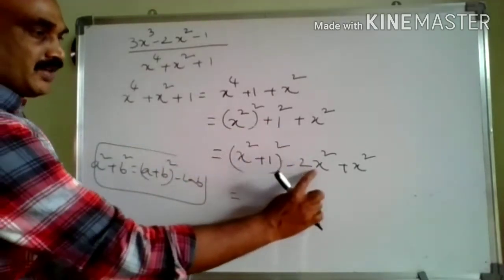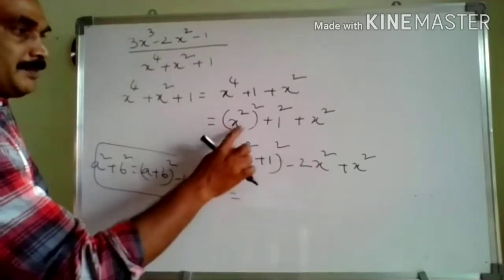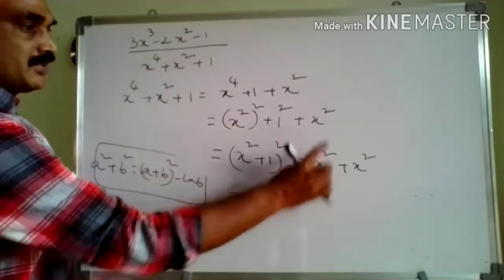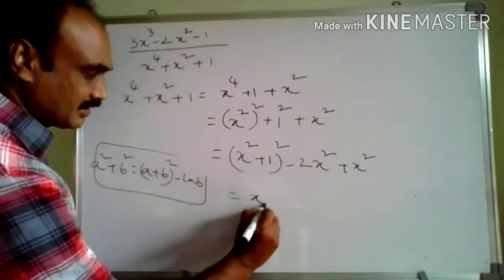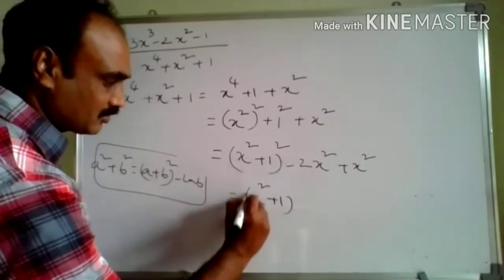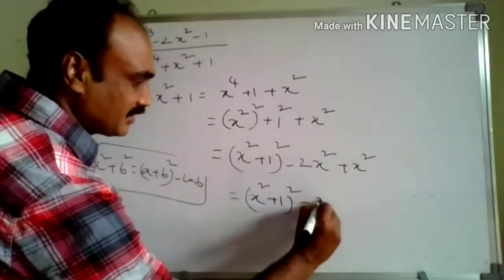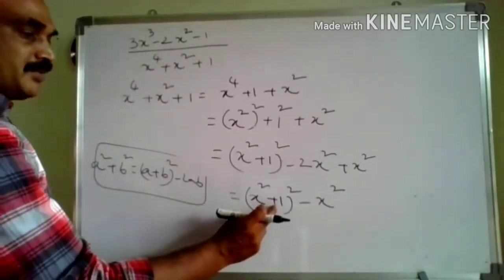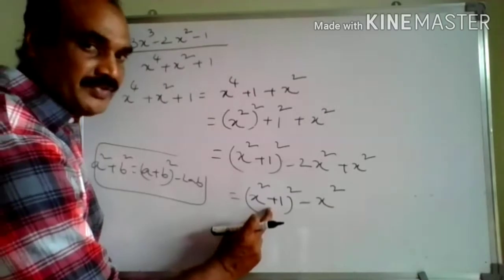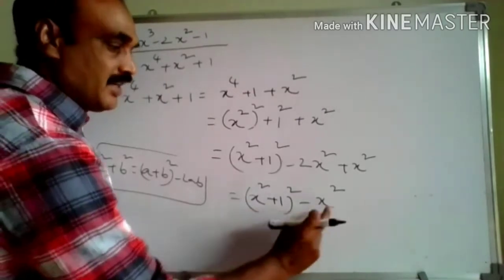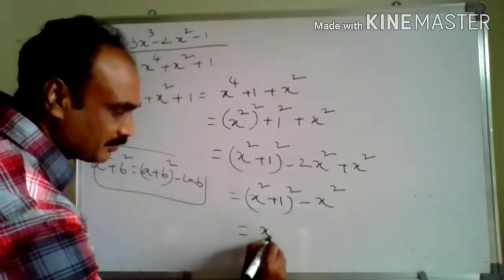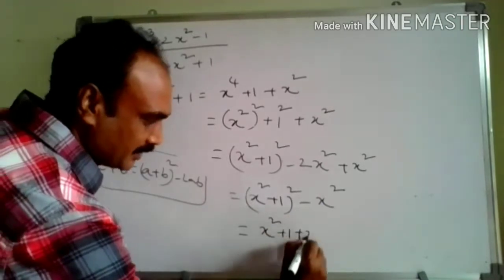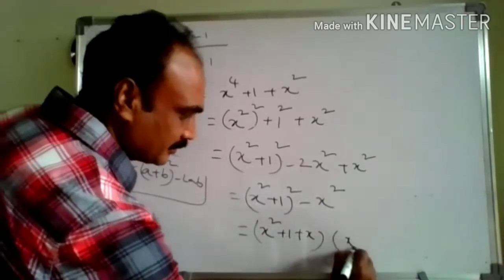a² + b² is (a + b)² − 2ab. So (x² + 1)² − 2x² + x², which is (x² + 1)² − x². Again, this is of the form a² − b². a² − b² is equal to (a + b)(a − b).